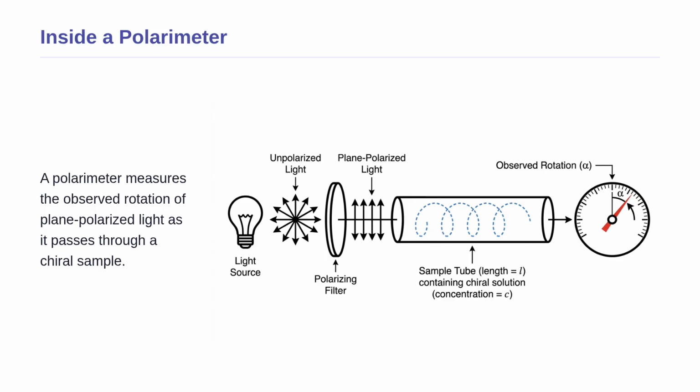As the light travels through the tube of length L and concentration C, you can see the chiral molecules physically twisting the light wave. Finally, the light exits and hits a detector dial on the right. The angle it has twisted from the vertical is our observed rotation, alpha. This is the exact setup that gives us the numbers for our formula.